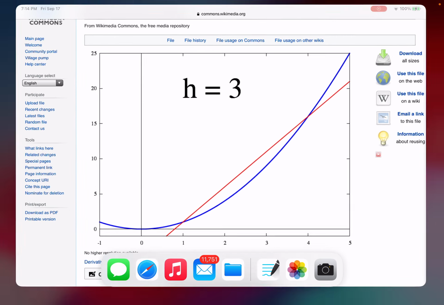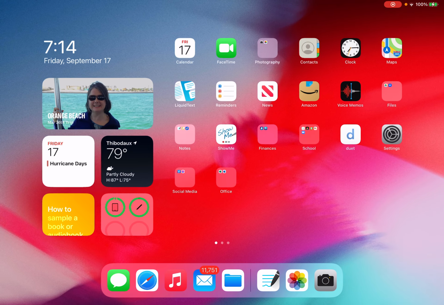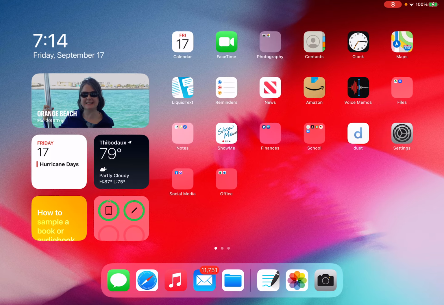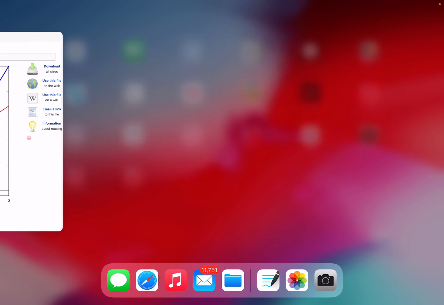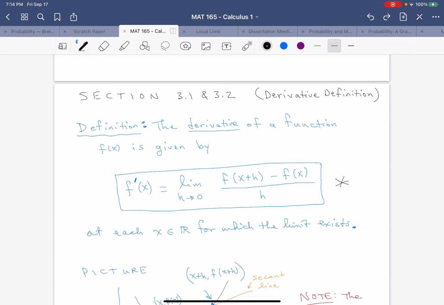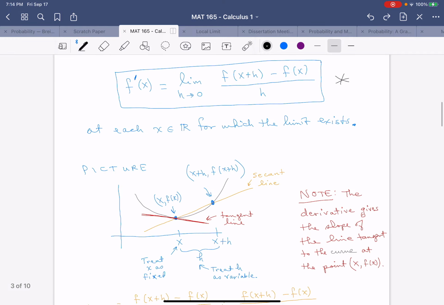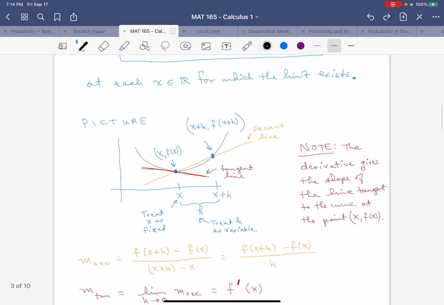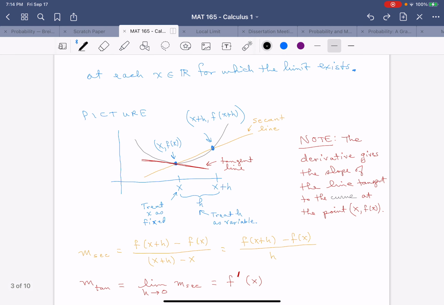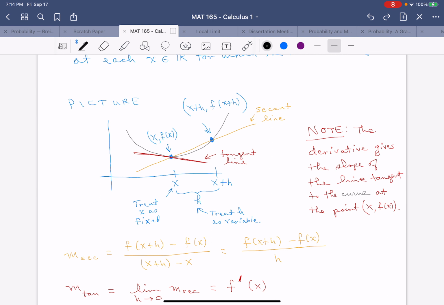Okay, so now let's go back to our, my iPad was not cooperating. There we go. Okay, so now we'll look at the picture that I put on here. It's not as good as what we saw before, but hopefully it'll get the job done.